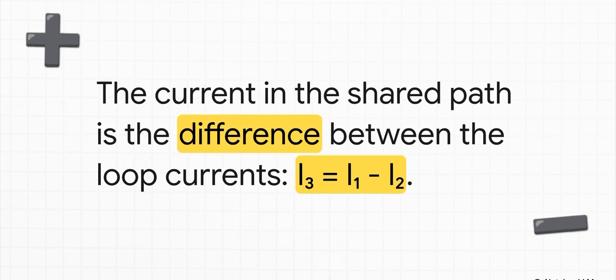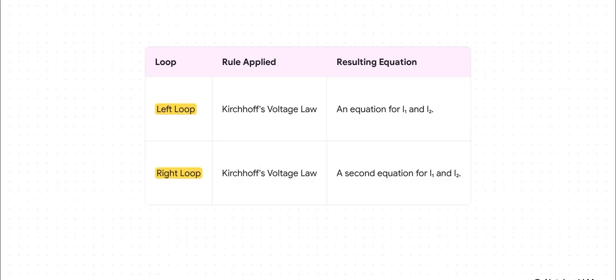It's already getting clearer. And now for the final step, applying the loop rule. We trace the path of that left loop, our first roller coaster ride, and that gives us our first equation. Then we trace the right loop to get our second equation. The result is the key to this whole mystery. We now have 2 equations and only 2 unknowns, I1 and I2. You see, from here, it's not even a circuit problem anymore. It's a straightforward algebra problem. We have everything we need to solve the case.